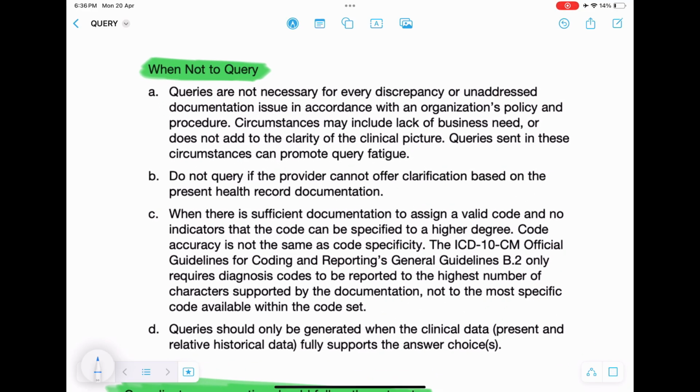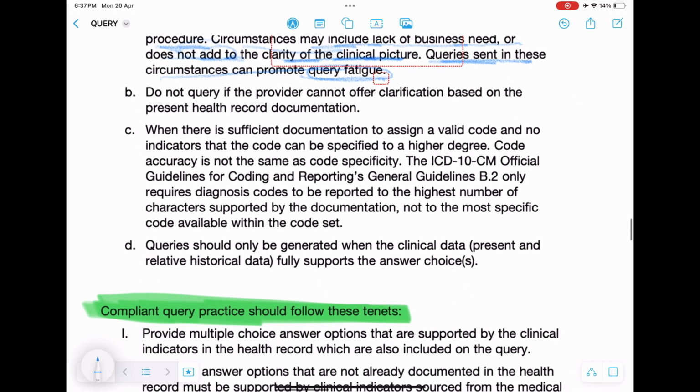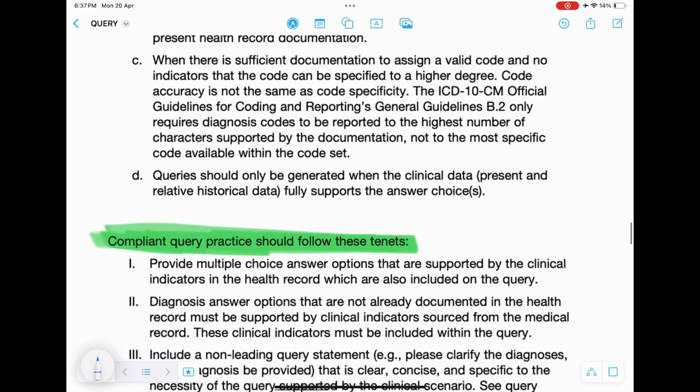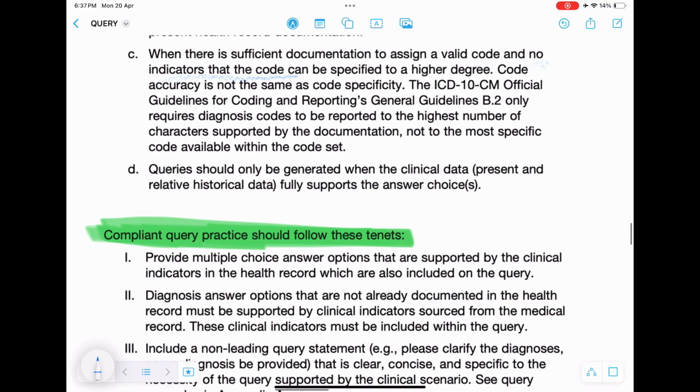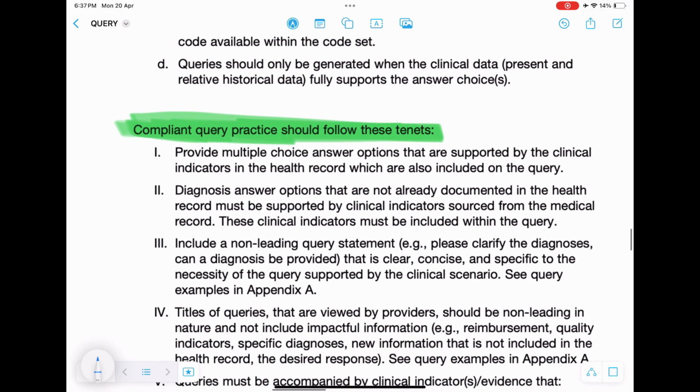Okay, so queries are not necessary for every discrepancy, and documentation issues should be addressed in accordance with an organization's policy and procedure. Circumstances may include lack of business need or that it does not add to the clarity of the clinical picture. Queries sent in these circumstances can promote query fatigue. Also, when there is sufficient documentation to assign a valid code and no indicator that the code can be specified to a higher degree, these are some instances where we don't push the query. This helps us to query smartly and keep good relations with the provider.